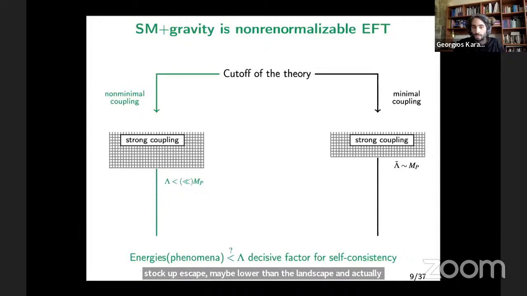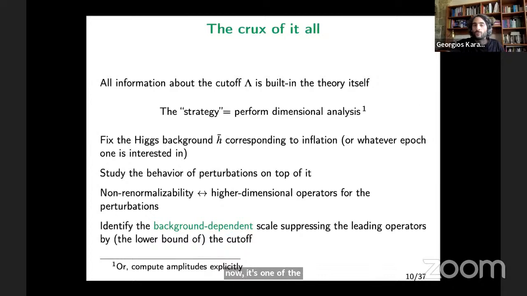And of course, a decisive factor as far as self-consistency of the theory is concerned is whether or not the energies of the phenomena that we're describing with the theory are lower than this cutoff scale, than this energy scale. Now, it's important to understand that the information about the range of applicability of the theory is built into the model itself, okay? And the strategy to extract this information that I'm going to undertake here is to perform dimensional analysis. Equivalently, one can compute amplitudes explicitly, but that's a more tedious way to proceed.